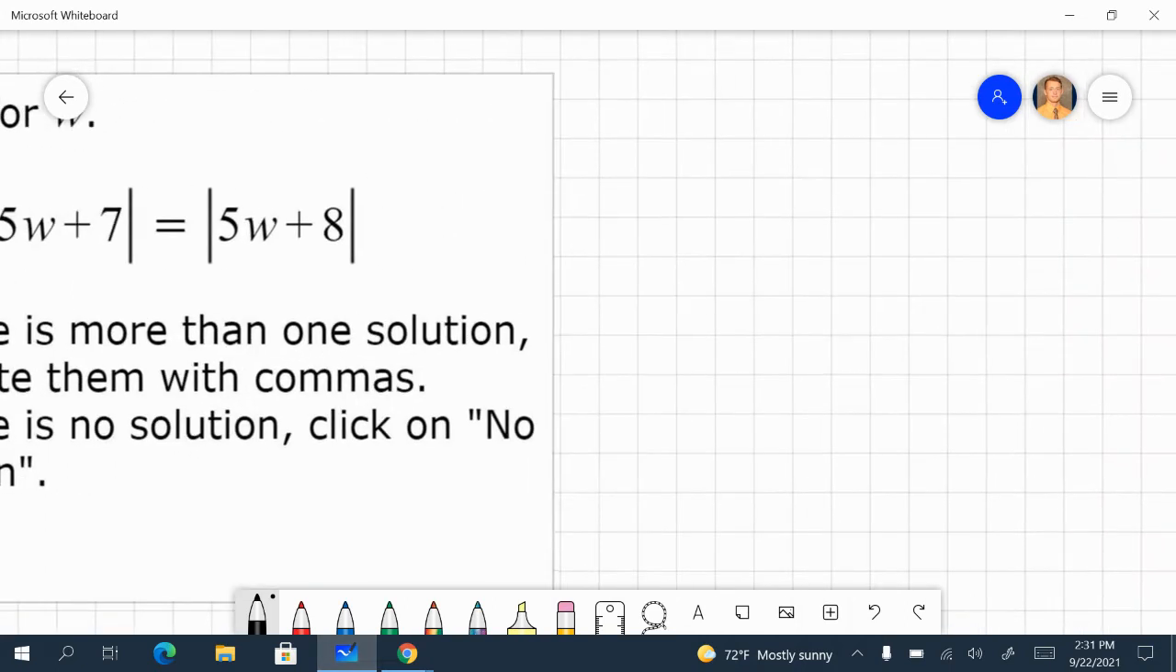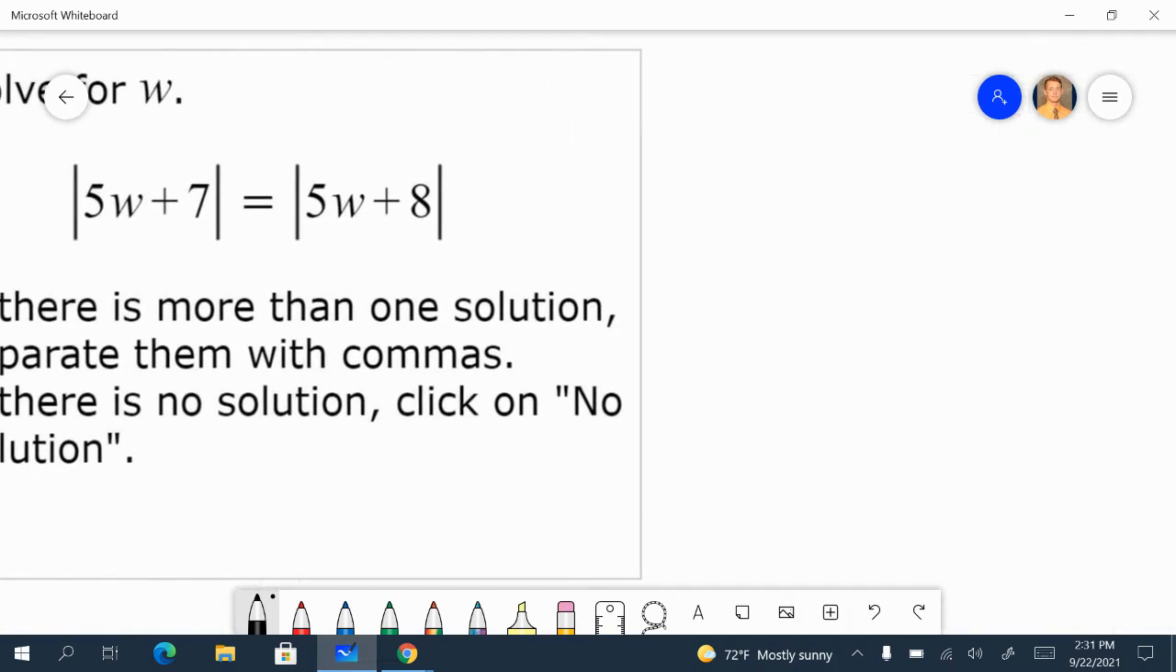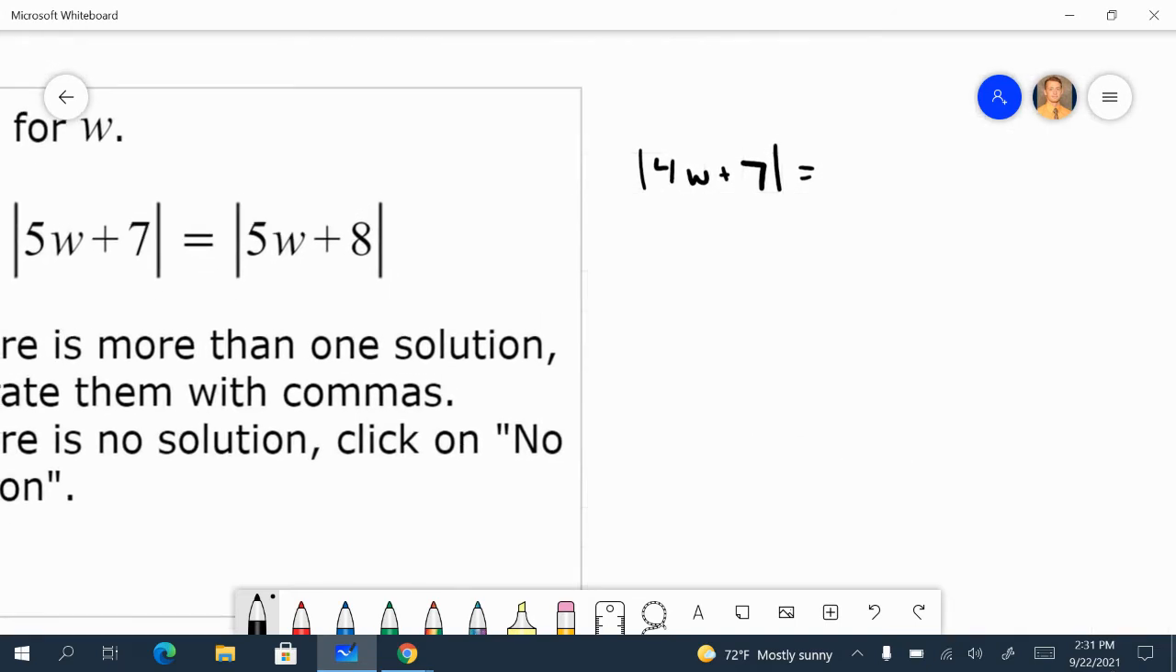And I'll make it kind of similar, but I'm going to do it over on the side here. So let's say we have 4W plus 7 in absolute values, and then that's going to be equal to, we'll say, 5W plus 8. Well, I'm just going to change one number here to start. Now, on all the other absolute value problems that we've been doing, we've been changing the sign on the second portion. So that's really what we're going to do again as we go through this.